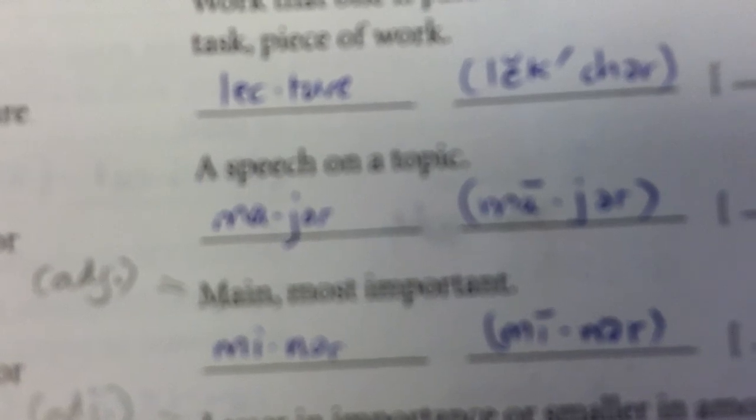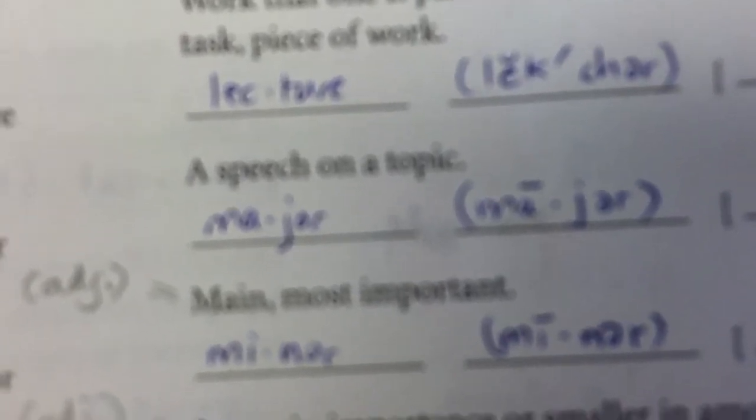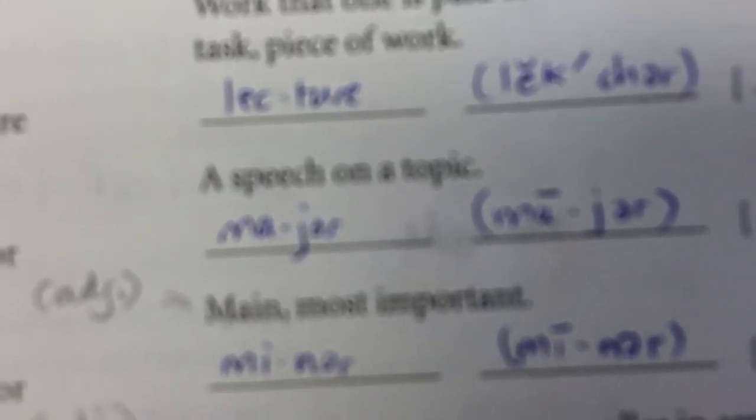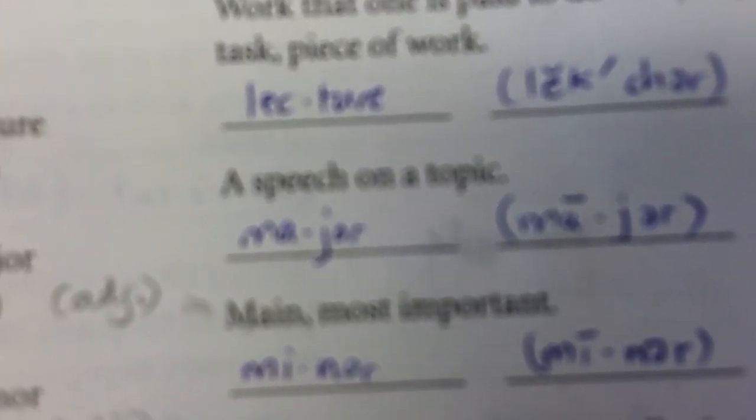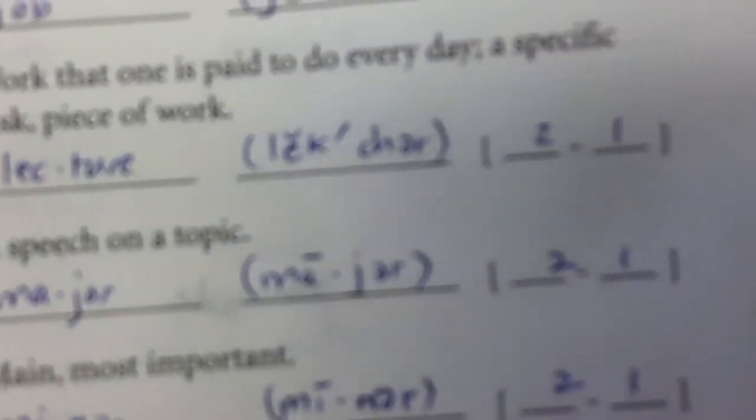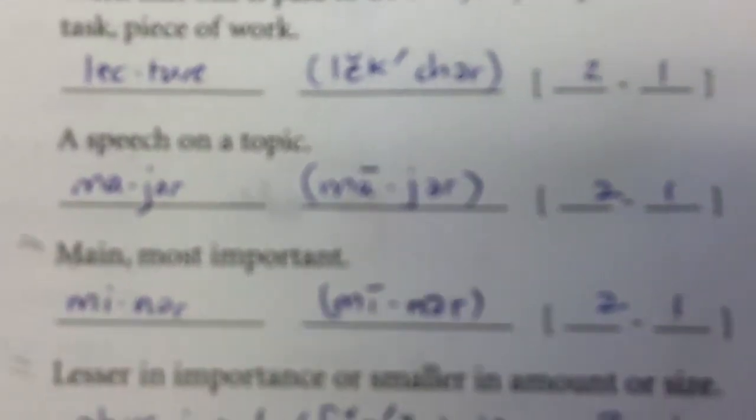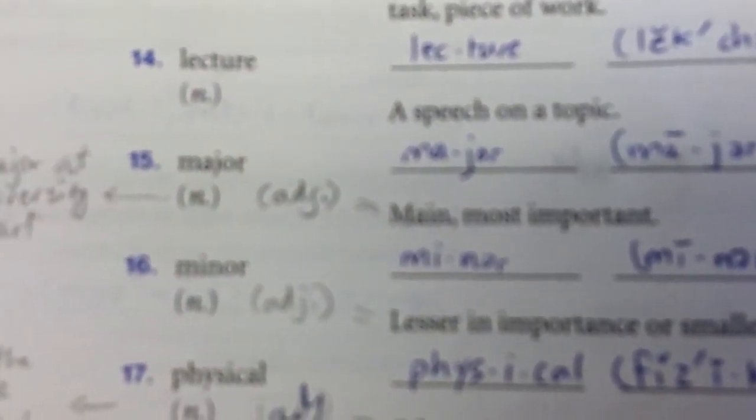So you know it both ways, as a noun and an adjective. They both have the same pronunciation and the same word division, M-A dot J-O-R. Pronounce major. Syllable stress code? 2-1. Right. And the opposite is minor.